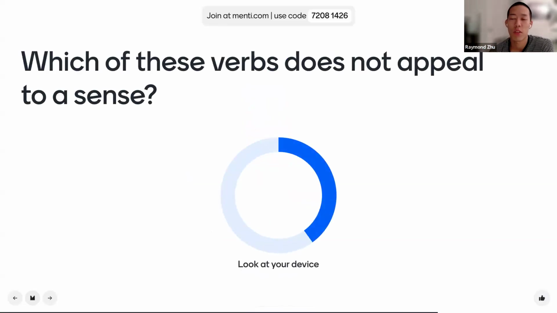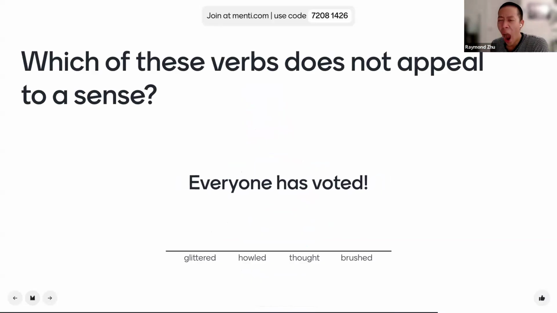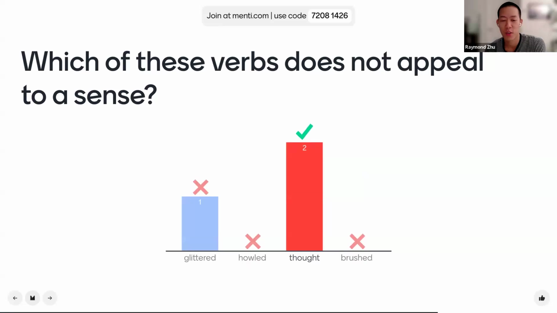Which of these verbs does not appeal to a sense? Glittered, howled, thought, brushed. Okay. I don't know why glittered. Somebody didn't think that appealed to a sense. That's something you can see, right? Howled is something you can hear. Brushed is something you can feel. But when somebody thinks something, it's not a sense.